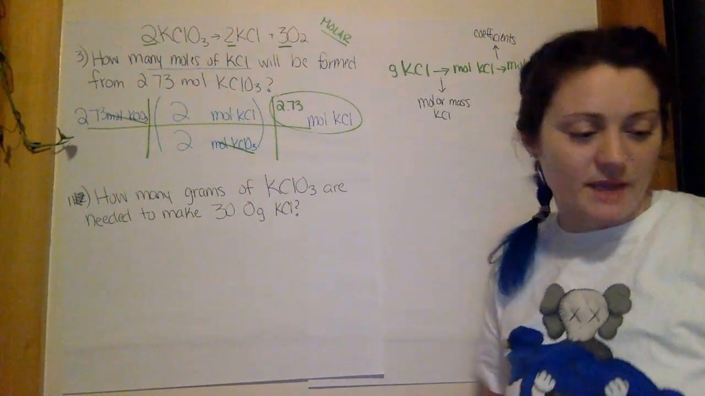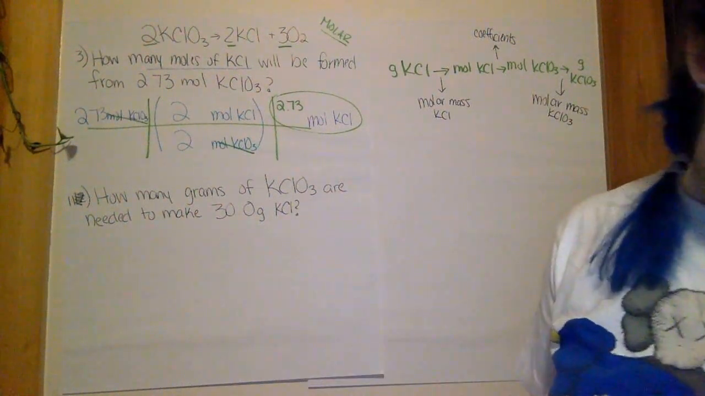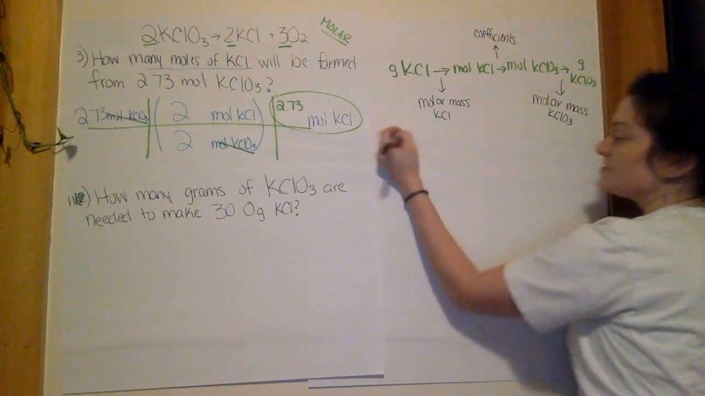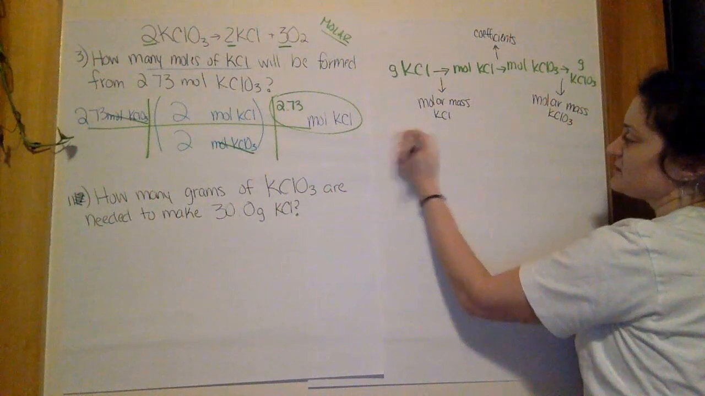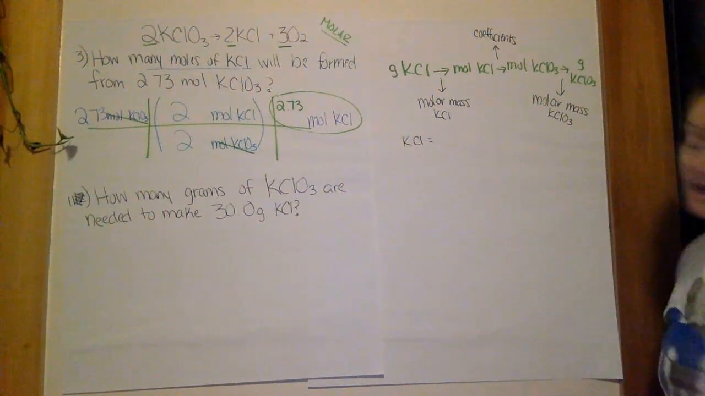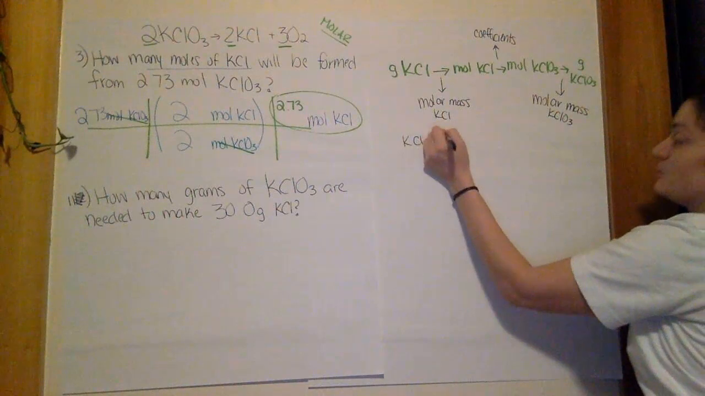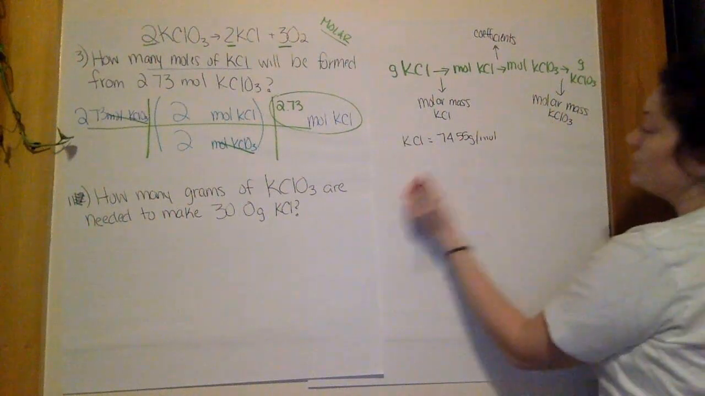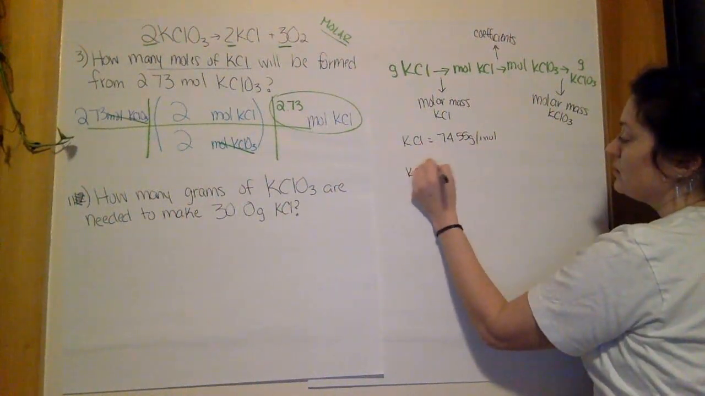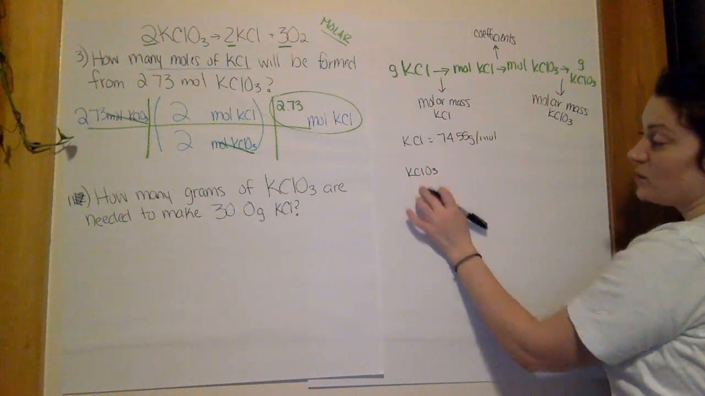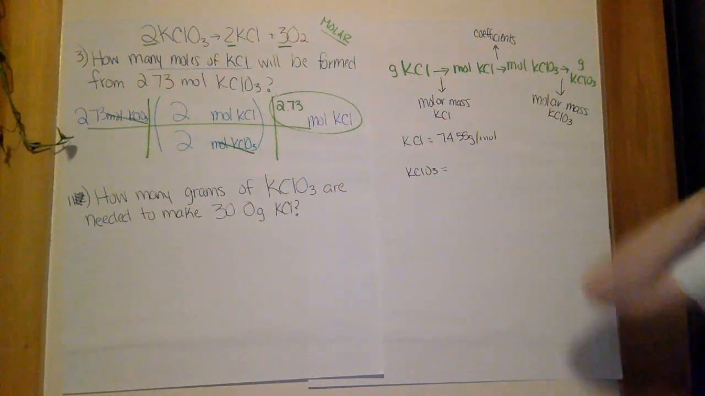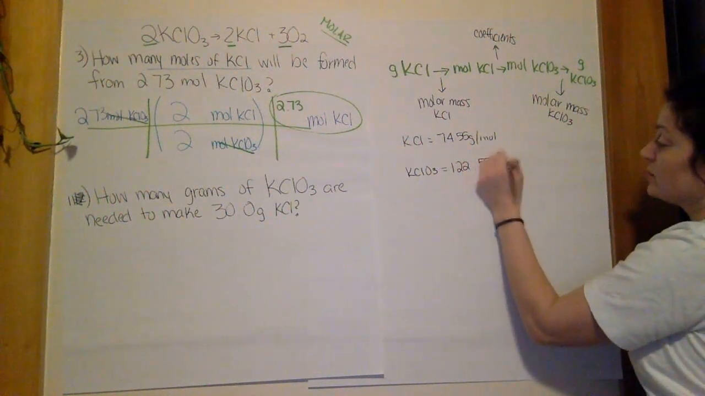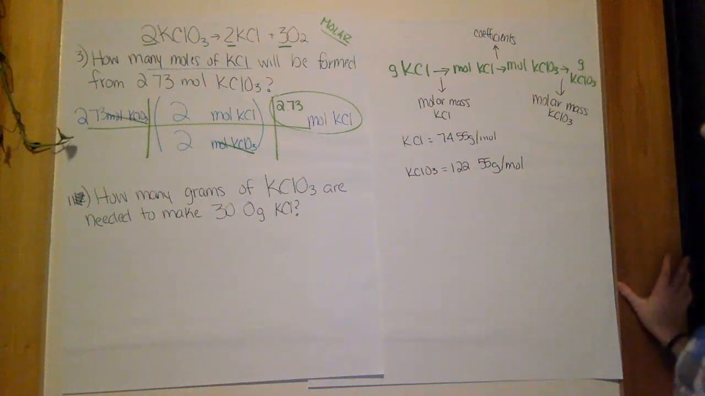If you recall, to find molar mass, you just have to add up the masses of the atoms inside. So for KCl, it's just going to be the mass of K and the mass of Cl. That molar mass, when you add those masses together, is going to give you 74.55 grams per mole. And when you do the mass of KClO3, that's going to be the mass of 1 potassium, 1 chlorine, 3 oxygens. Added together, you're going to get 122.55 grams per mole.